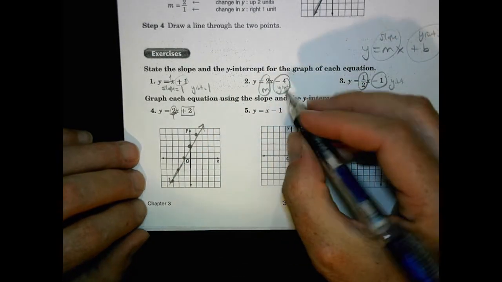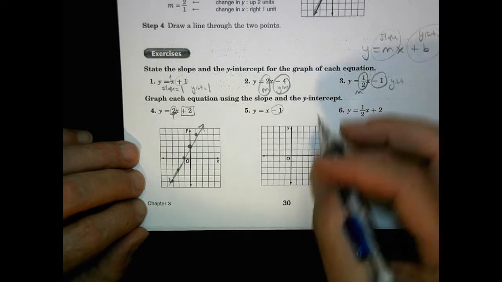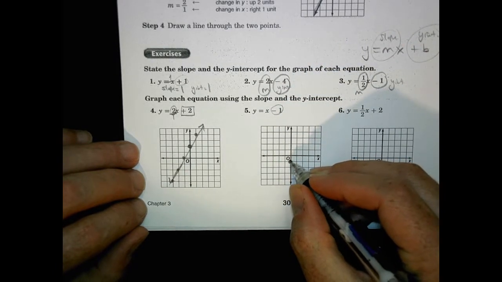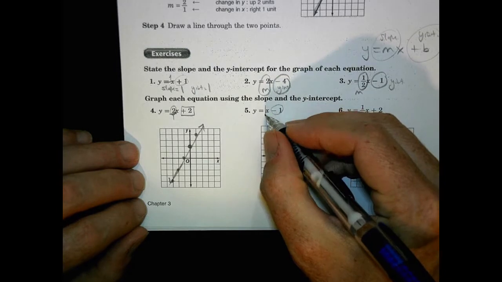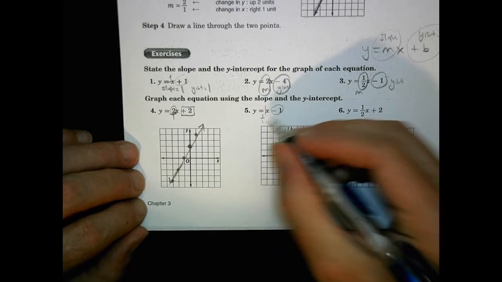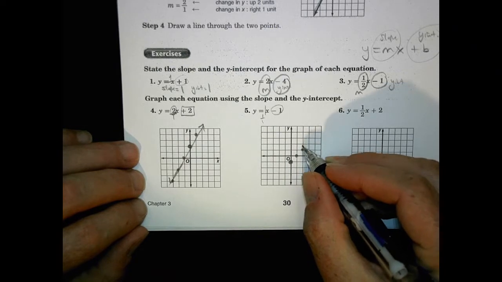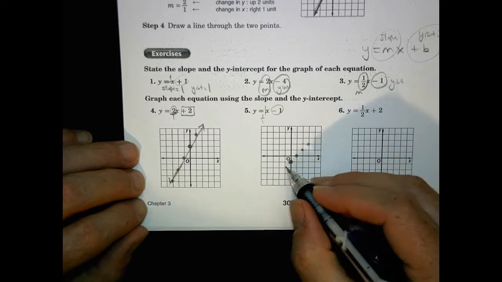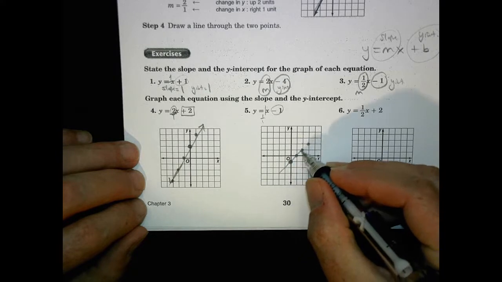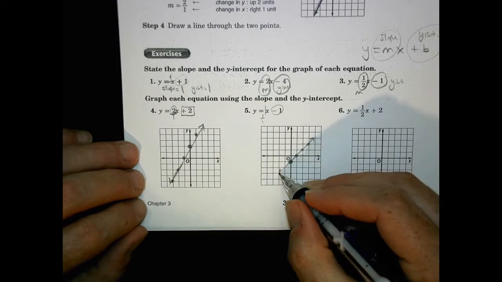Okay, the next one, we have a y-intercept at -1, so that's going to be right here, and my slope is 1x, which means 1 over 1. So we're going to go up 1 over 1, up 1 over 1, up 1 over 1, and so on, right? So that becomes my line that I graph, something like that.